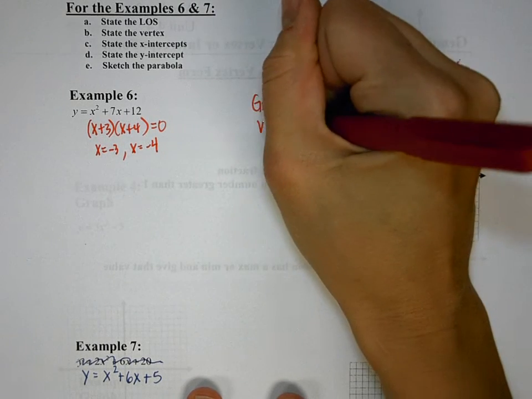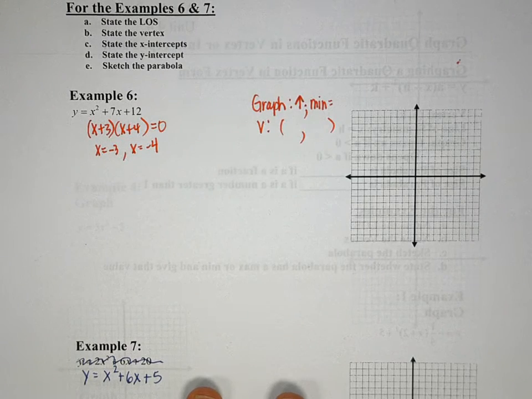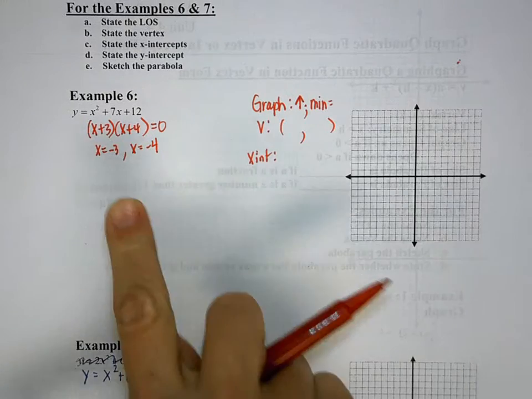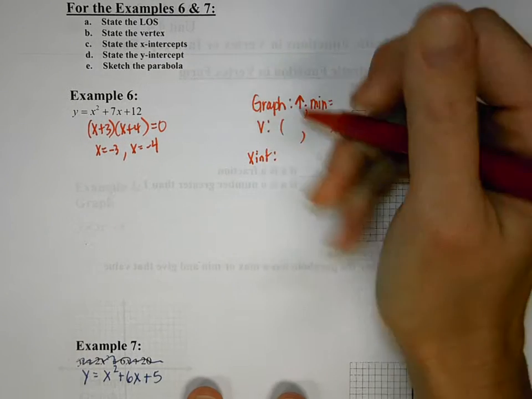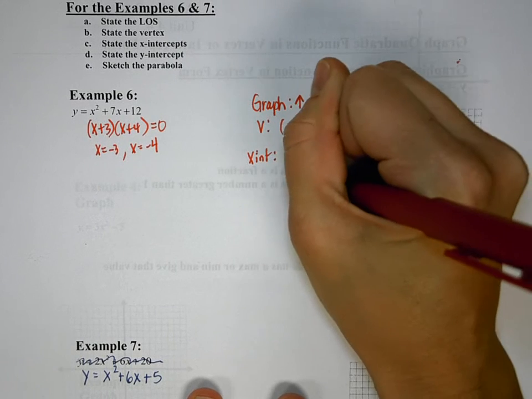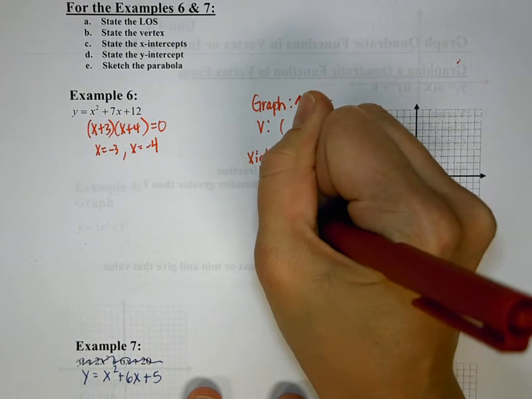Okay, we still need to state what our vertex is, and we know that will be an ordered pair. Then we need our x-intercepts. Okay, we just found those. How do I write my x-intercepts as ordered pairs? -3, 0, and -4, 0. They also want to know your y-intercepts.